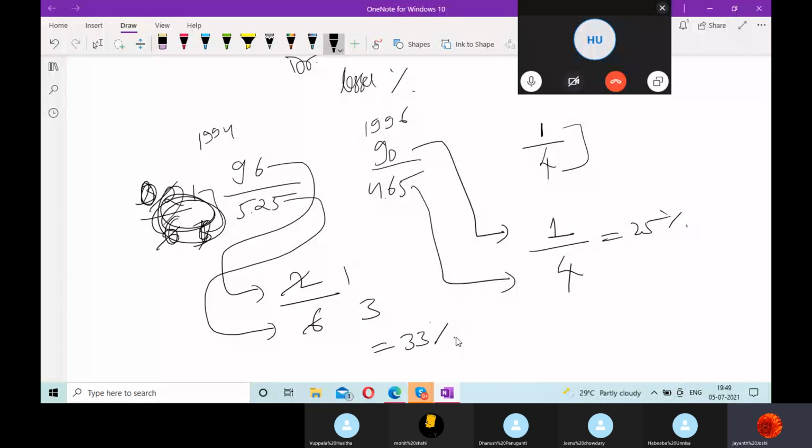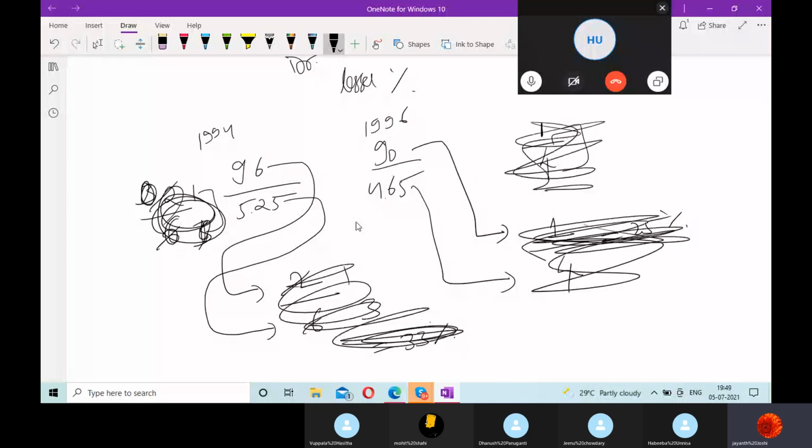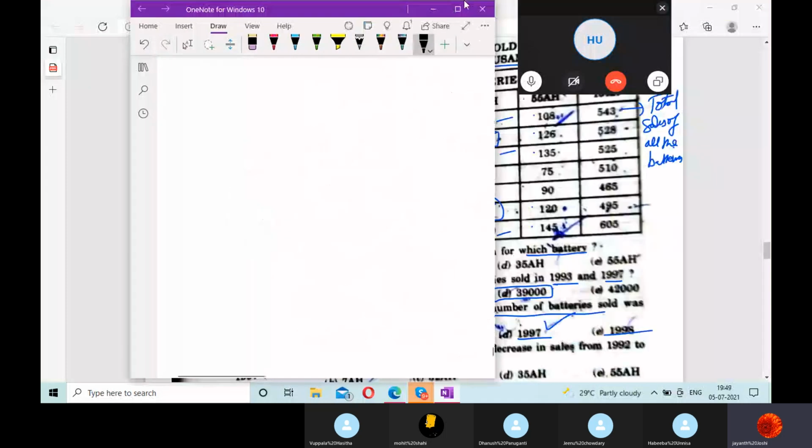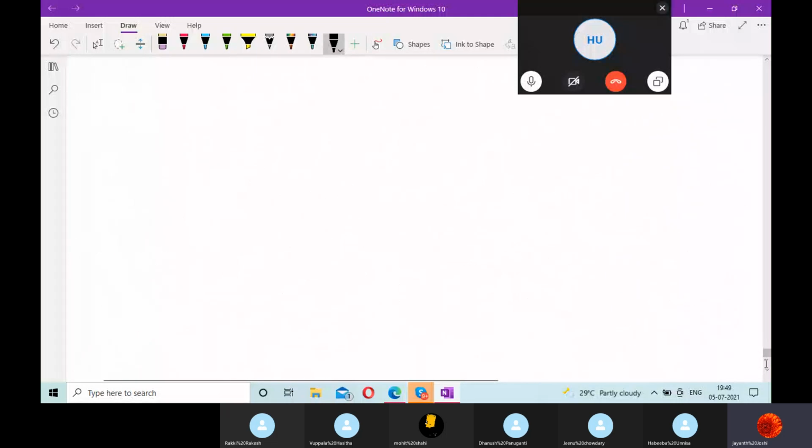Just a second. 1 by 3 is 33%. 96 by 525 is 18%. If I take this 2 and this 6, but it is 90 by 465, 19%. No, it is not matching actually. Okay, let us not assume this. This assumption won't work. See, one more assumption is there. If you follow that one, it will be okay. Let us take assumption number 2.